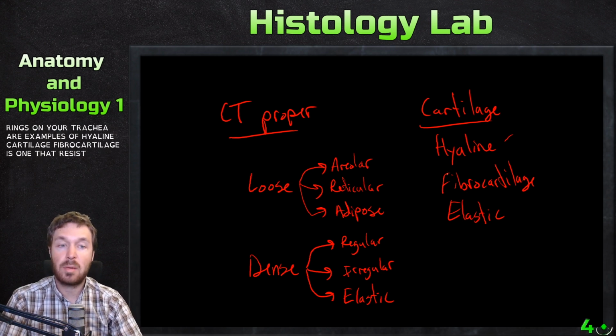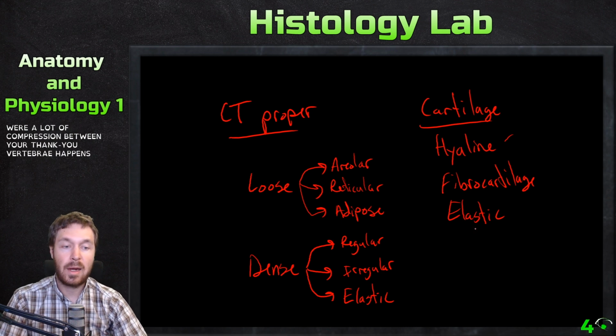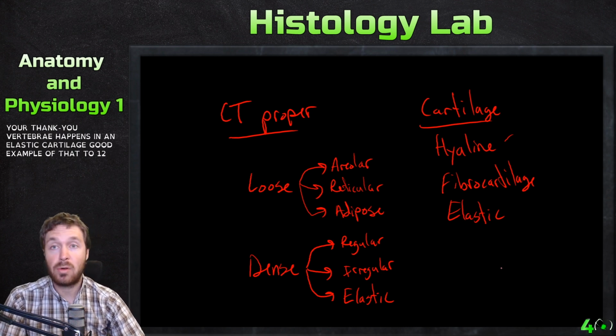Fibrocartilage is one that resists compression and shock. Examples are your pubic symphysis or your intervertebral discs, where a lot of compression between your vertebrae happens. And then elastic cartilage. Well, there are two main examples.